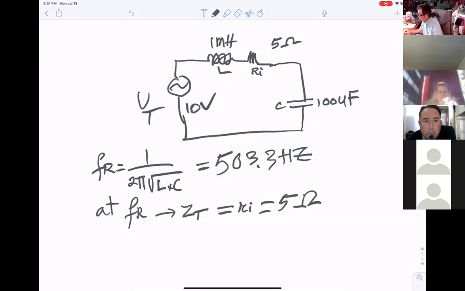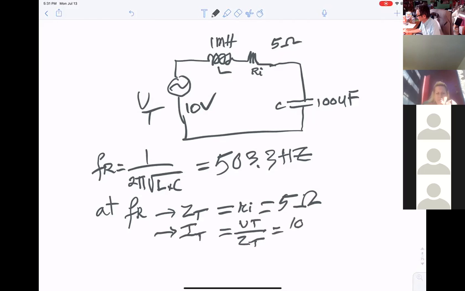And now, what is the total current? It will be Vt divided by Ri. You get that?